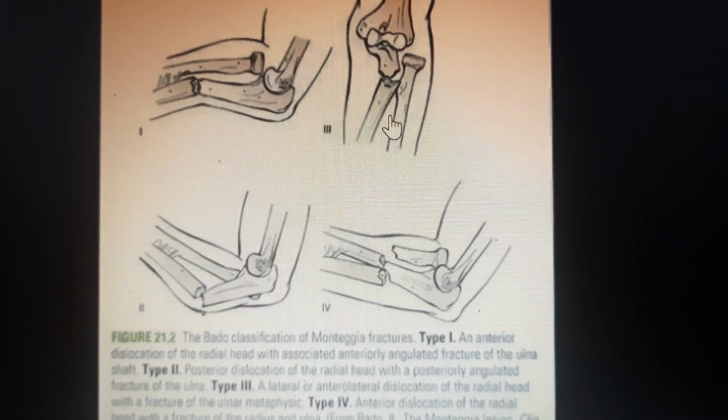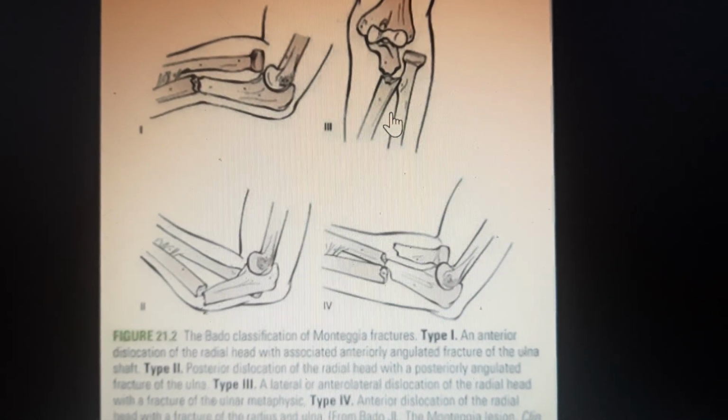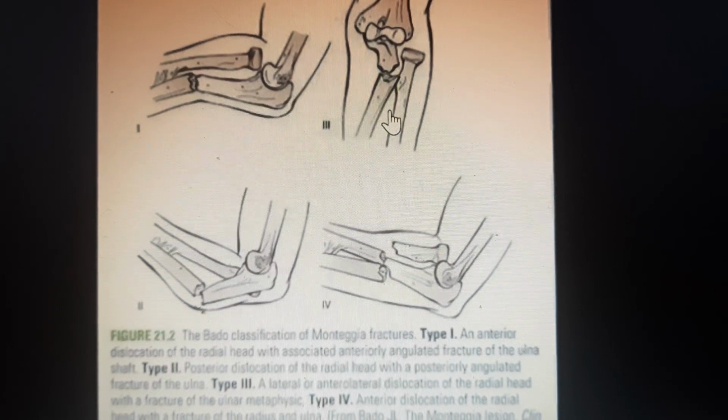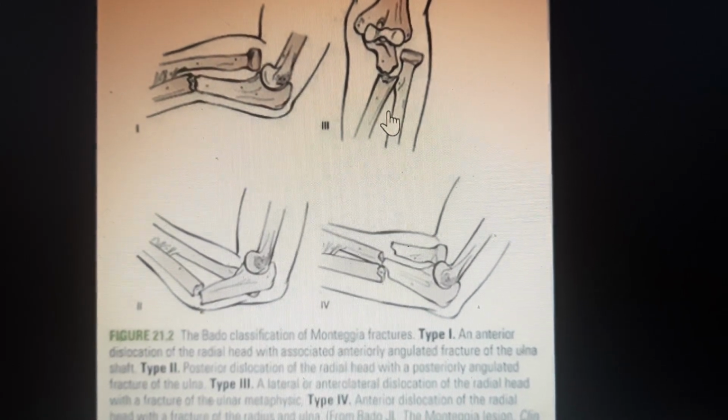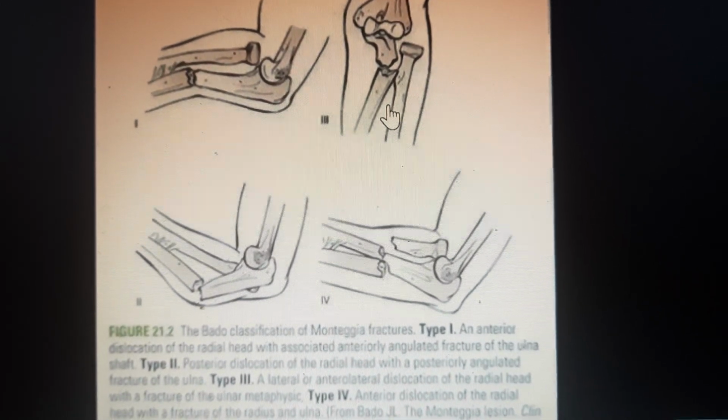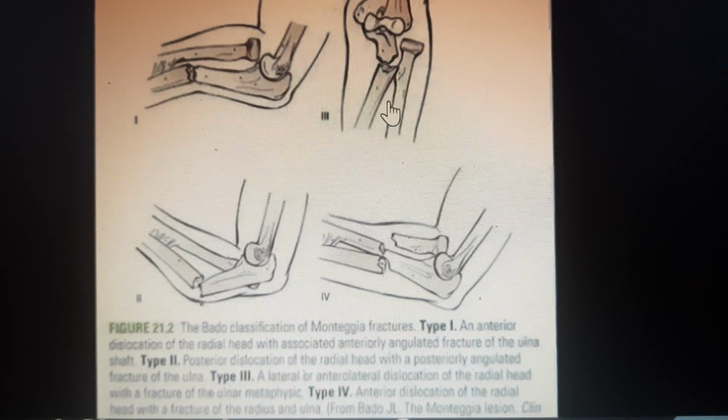So, talking about Bado's classification of Monteggia fracture. Monteggia fracture is the fracture of the proximal one-third of the ulna with radial head dislocation, and it is divided into types 1, 2, 3, and 4 according to Bado's.